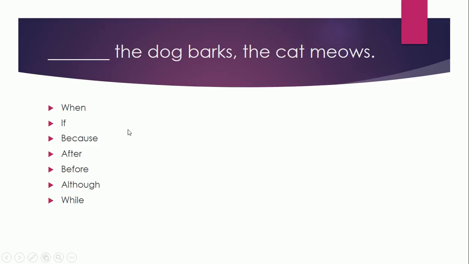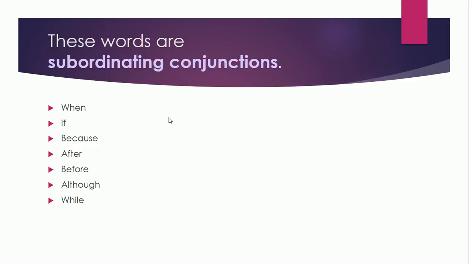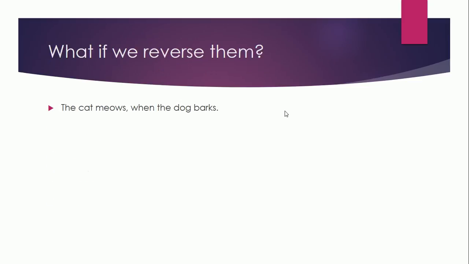These words are called coordinating. No, scratch that from your mind completely. They are subordinating conjunctions. They're different from the coordinating conjunctions. They're similar, but they're a little different. And there are more of them. Not like fanboys that had a limited amount. Here we have more words. Okay. We can reverse them. The cat meows, comma, when the dog barks. And it means the same thing.